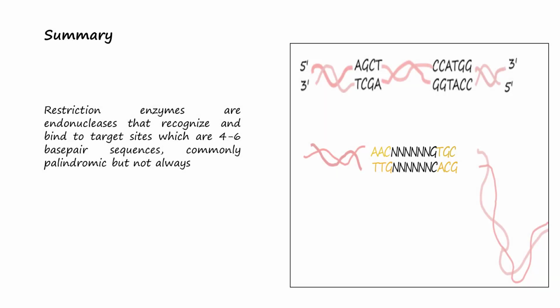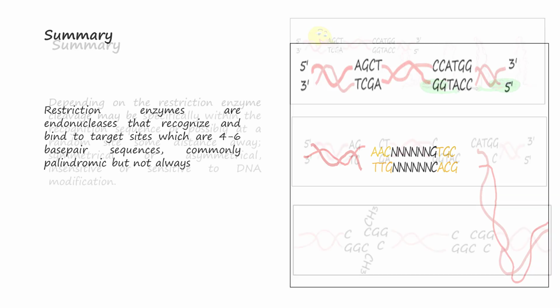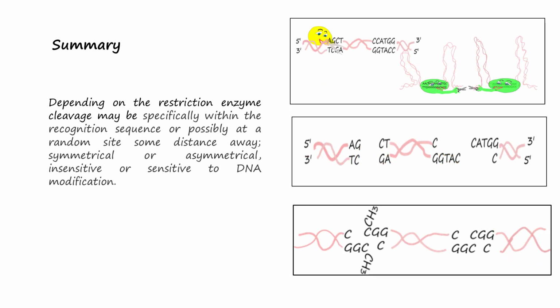To summarize the ideas on restriction enzymes covered in this video, 1. Restriction enzymes are endonucleases that recognize and bind to target sites, which are 4 to 6 base pair sequences, commonly palindromic but not always. 2. Depending on the restriction enzyme, cleavage may be specifically within the recognition sequence or possibly at a random site some distance away, symmetrical or asymmetrical, and affected or not by DNA modification.